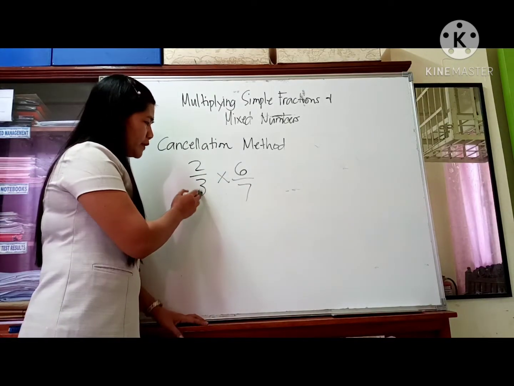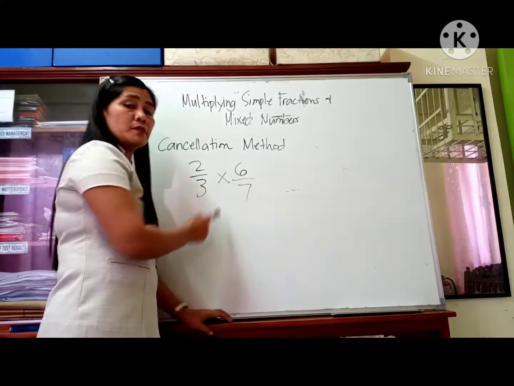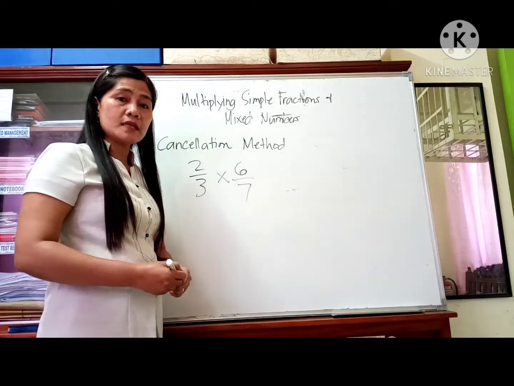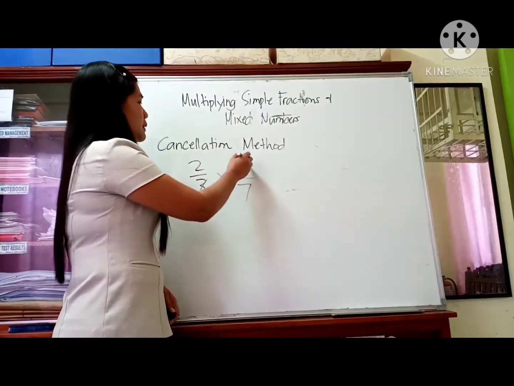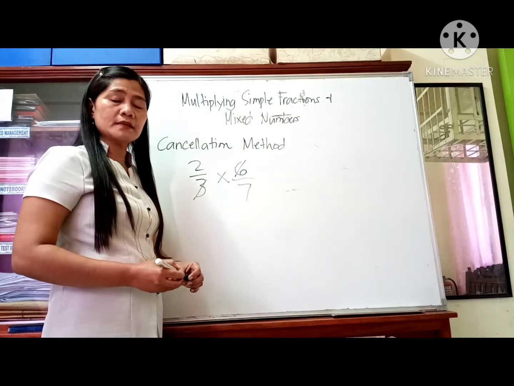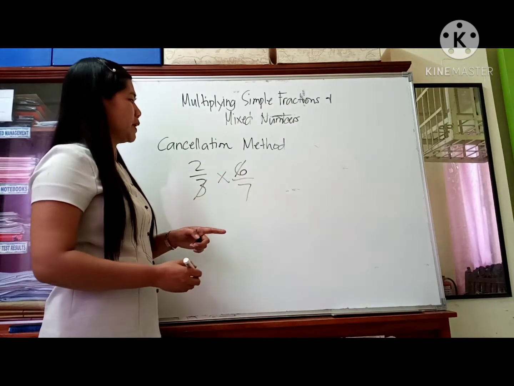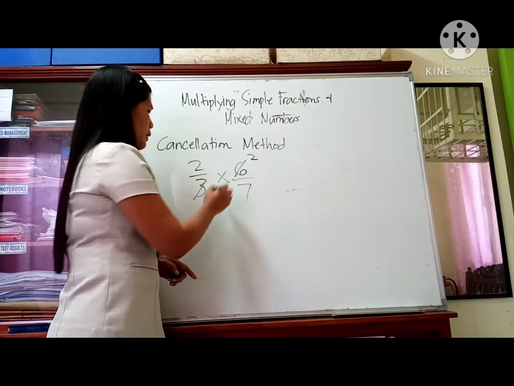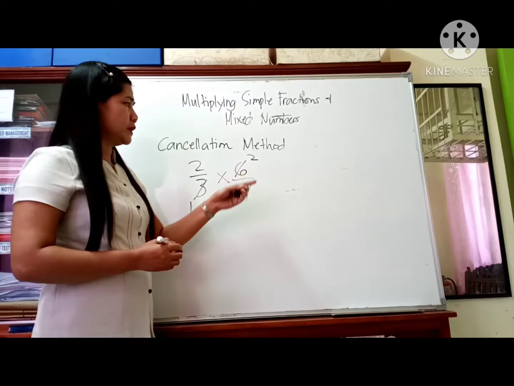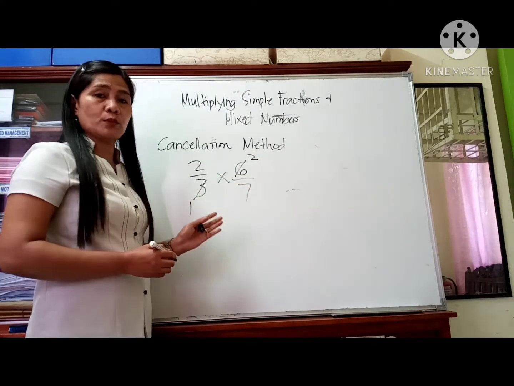And then how about 3 and 6? So 3 and 6 can be divided both by 3. So you can cancel 3 and 6 by dividing both by the greatest common factor of 3. So 6 divided by 3 is equal to 2. Then 3 divided by 3 is equal to 1. So you have now the new numerator as 2 and the new denominator as 1.